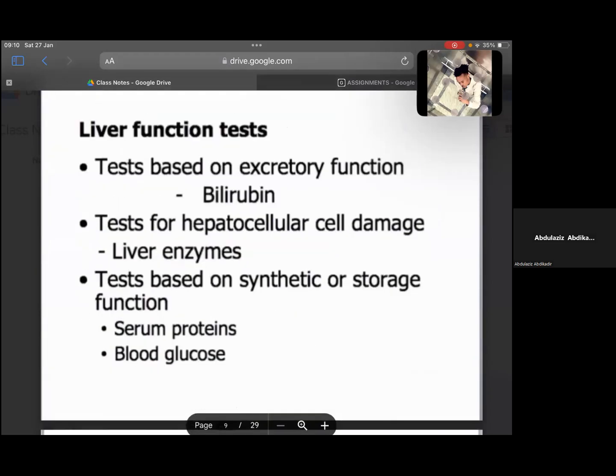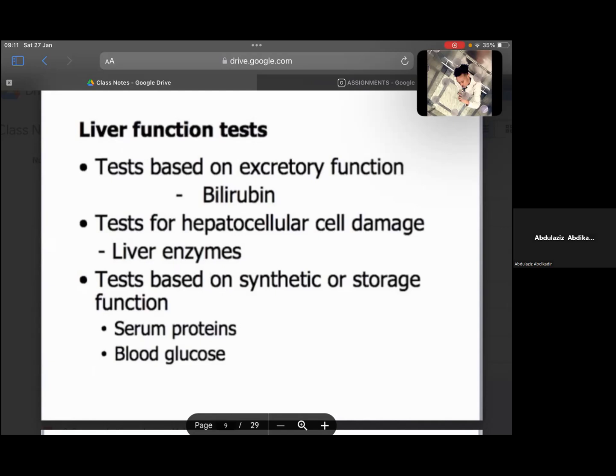So the liver function tests. Remember the function of the liver. The test is based on the excretory function, so you can check for bilirubin. What will bilirubin show? Bilirubin will bring jaundice. It will bring things like itching. Remember the signs of liver failure. You'll find itching. That's not for now, but you'll come across it later. It will test for hepatocellular damage, the liver enzymes, which are the aminotransferases, and the marker of cholestasis, the GGT.